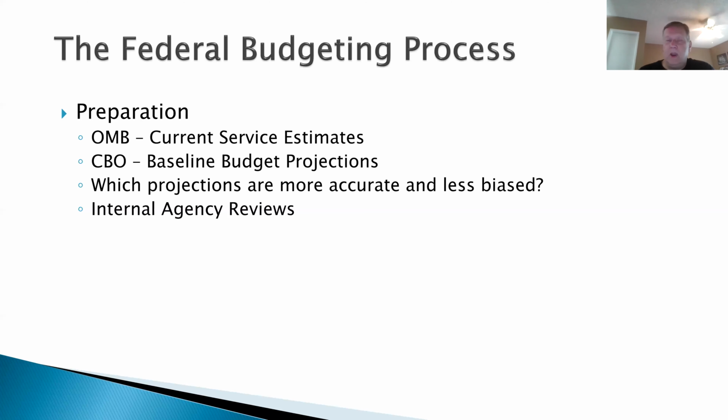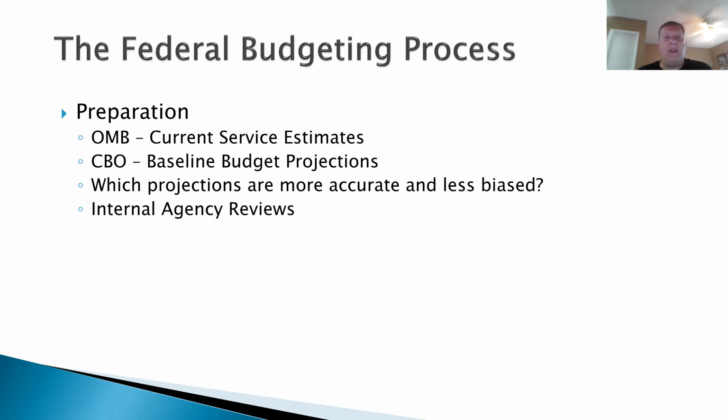So for instance, do OMB estimates serially over forecast the amount of revenue that we anticipate getting? Do CBO forecasts underestimate the amount of revenue that we're getting? So that's where your plus minus directionality comes in. What we have found in terms of accuracy and bias is that both OMB and CBO are relatively accurate.